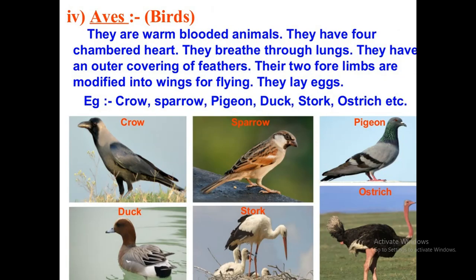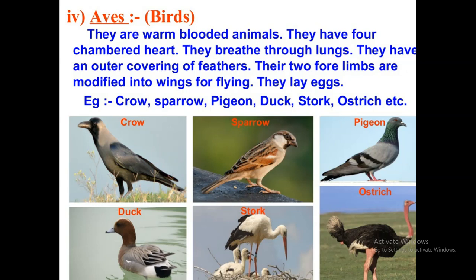Then comes the aves, the birds. They are warm-blooded animals. Now from here the warm-blooded animals start. अभी तक we have seen that there were only cold-blooded animals, the poikilothermic animals, जिनकी body temperature was constantly changing according to the environment. But from the aves, the birds, now the warm-blooded animals have started. Warm-blooded animals are called homeothermic animals.